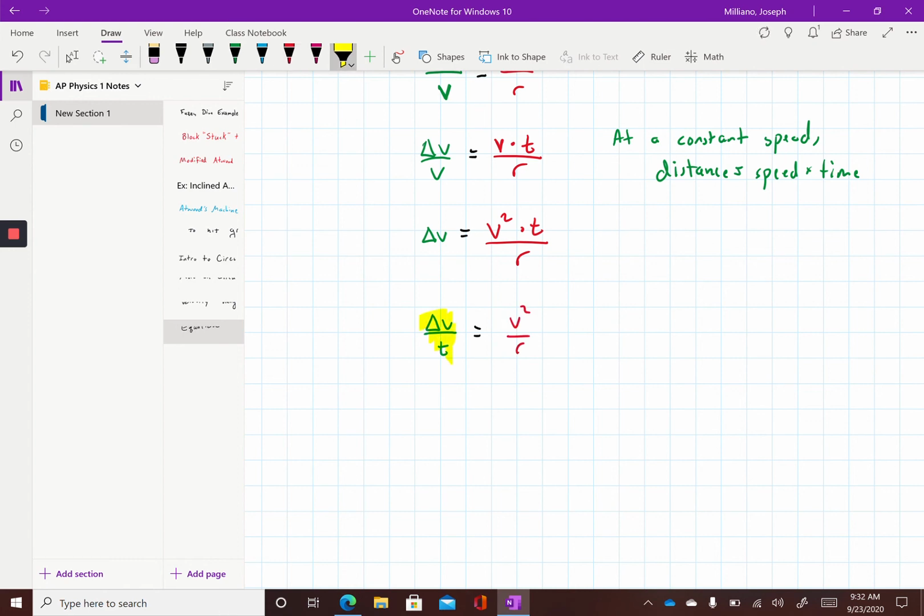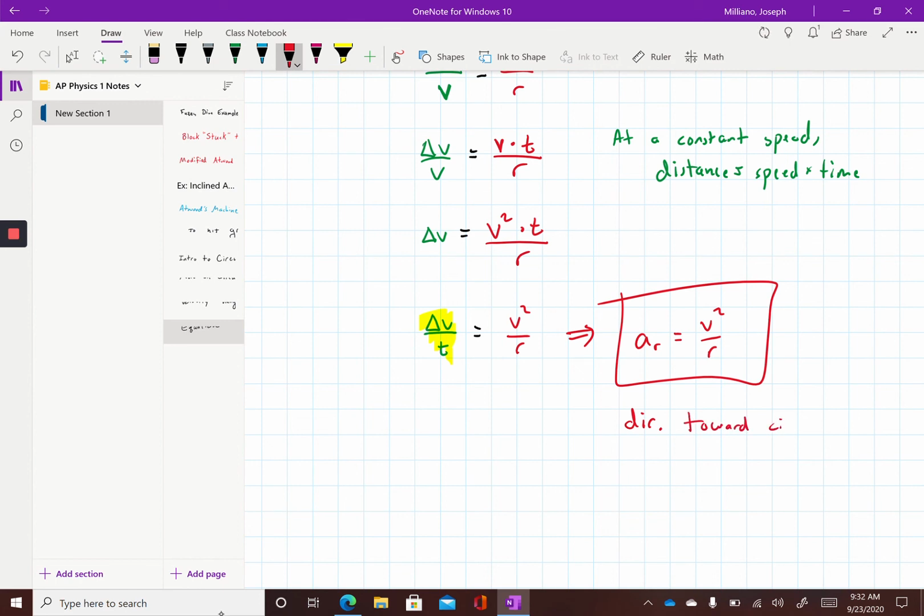And what is this quantity? Change in velocity over time? Well, that's our definition of acceleration. Therefore, acceleration in the radial direction must be equal to speed squared over r, or its magnitude anyway. And then its direction is going to be toward the center of the circle. Why is the direction toward the center of the circle? Because that's the direction of the net force. And the net force and acceleration must always be in the same direction. All right, so there's our derivation of that equation. Nice geometry principles at play.